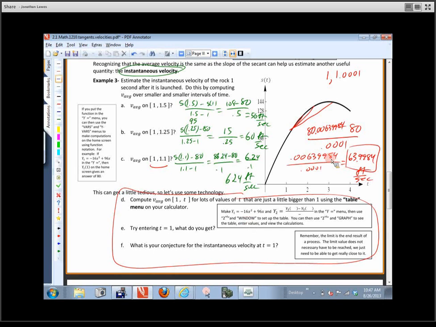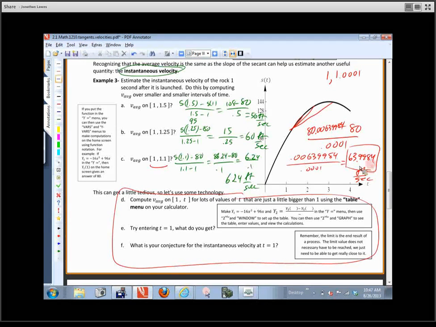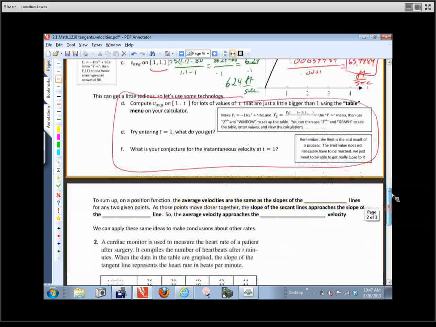Could I give it a millionth of a second, and could you take those nice little calculators and compute what the average velocity would be on a millionth of a second time interval? Yeah, you could. And guess what? It's going to be really, really close. We're going to have a bunch of 9s. So it's getting really, really close to 64. So that would be our guess.